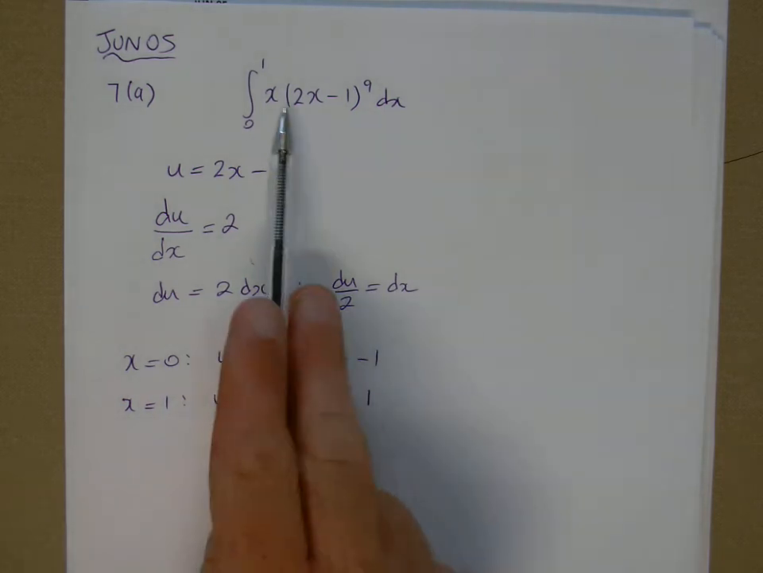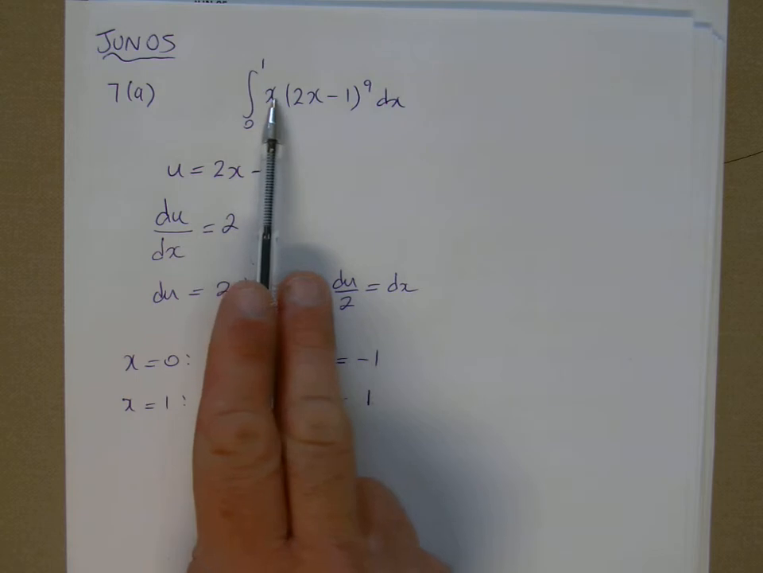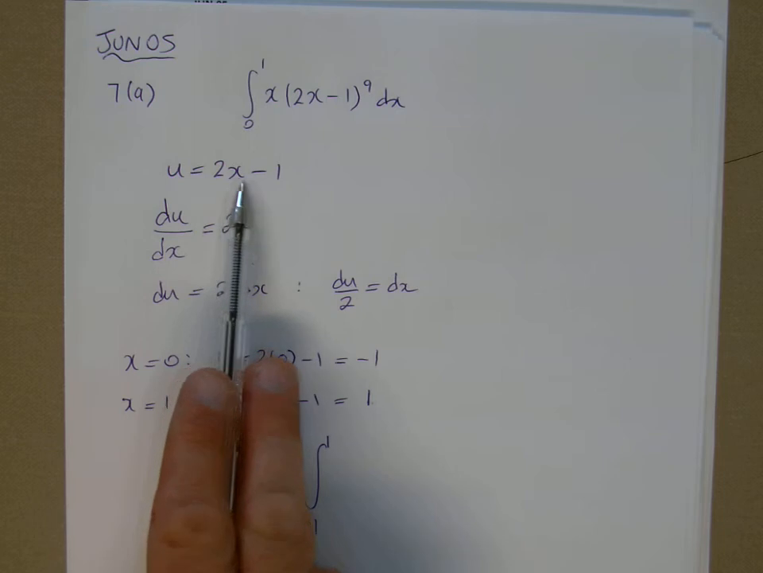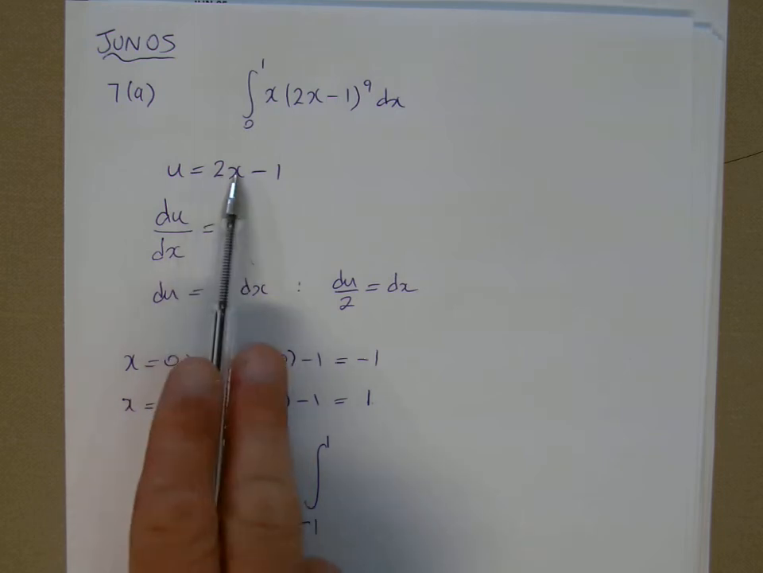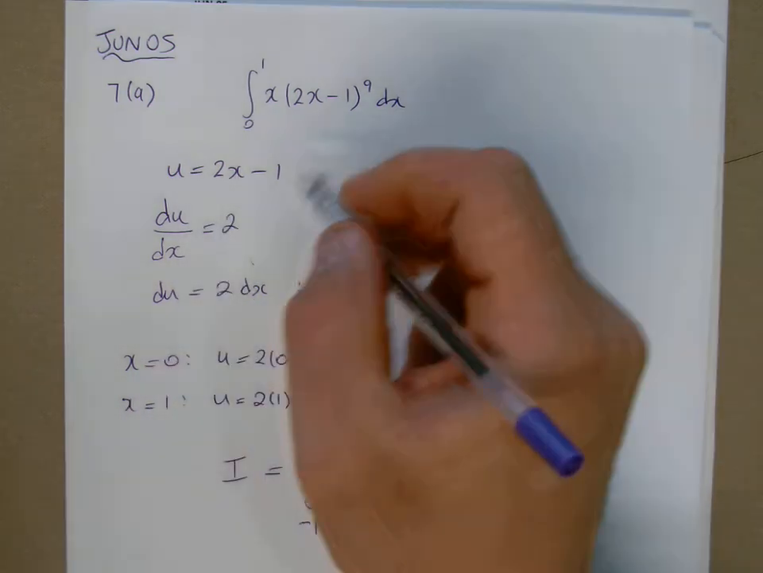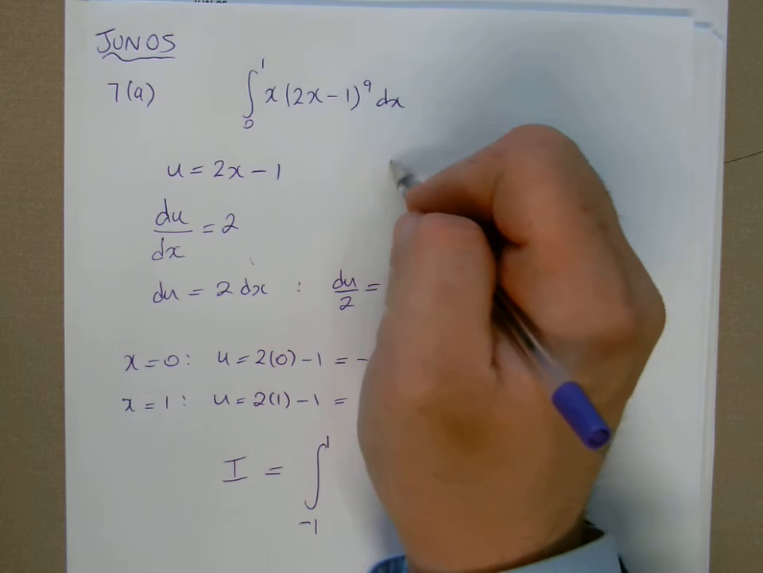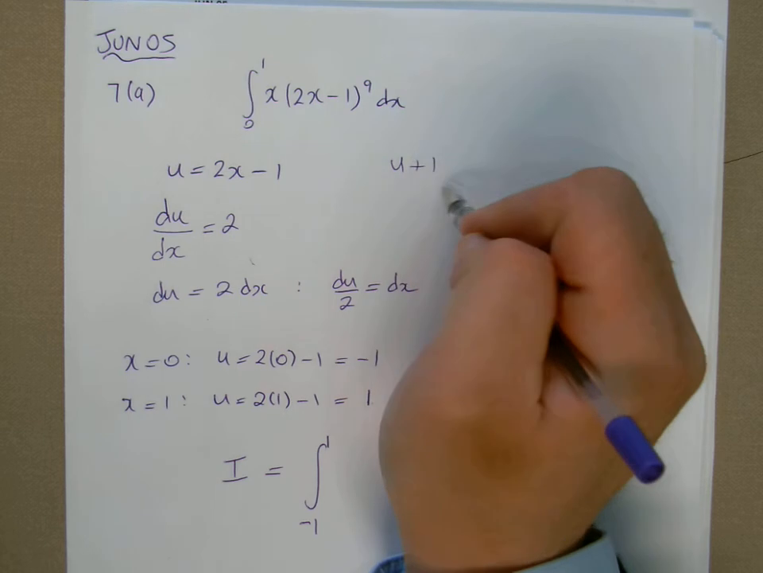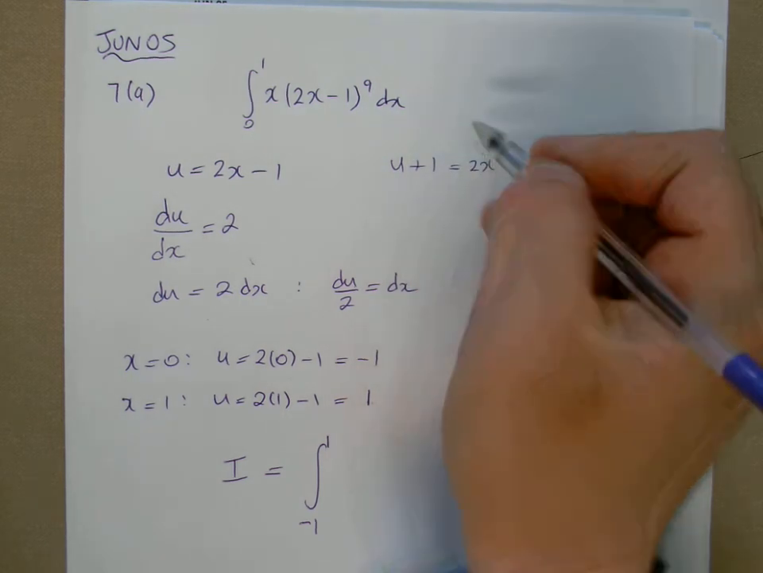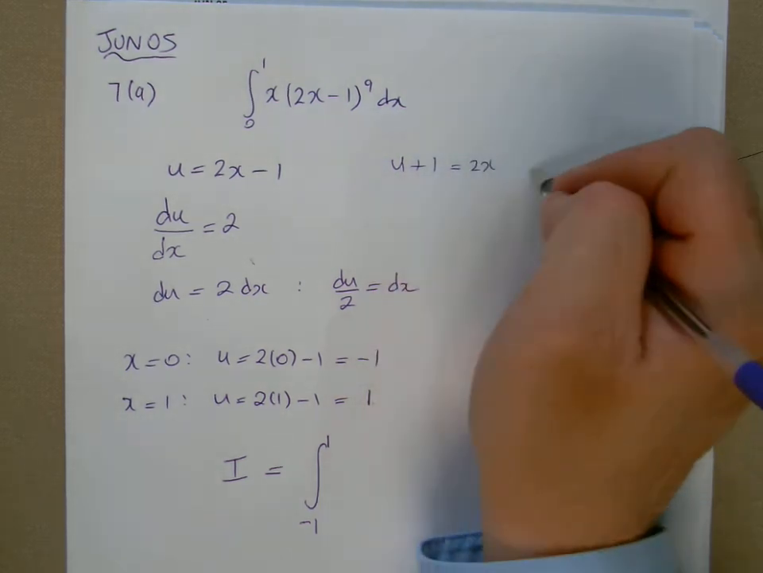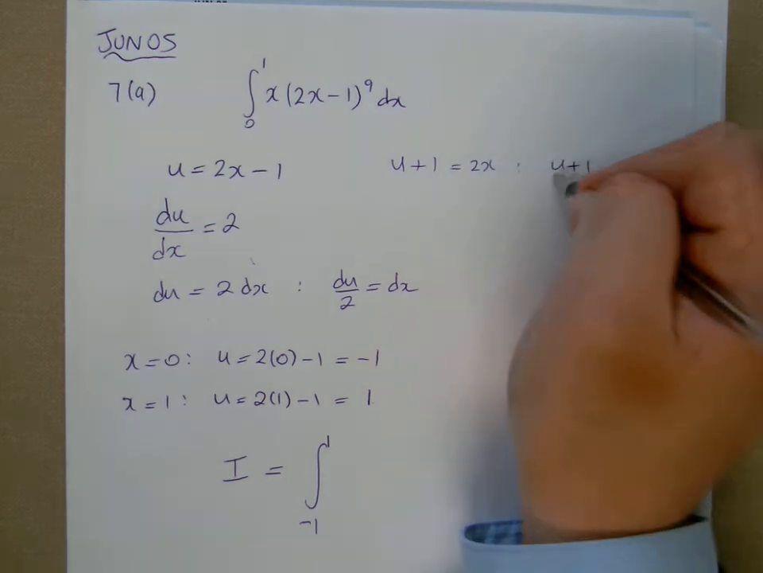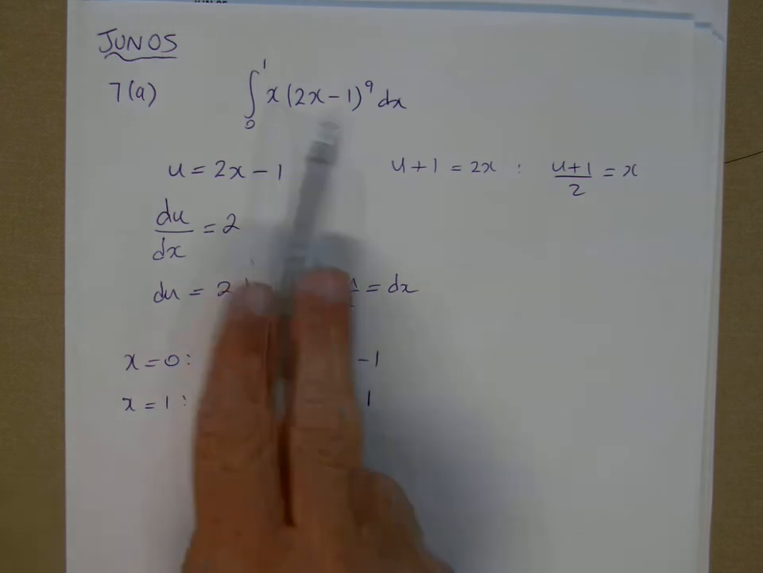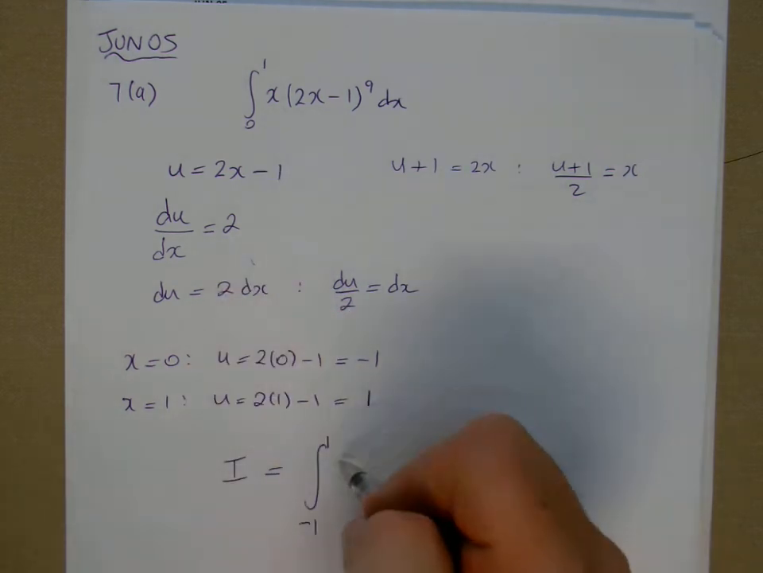Now let's think about what I've got here, x. Is it possible to substitute x? Well, it's in there, but it's not x equals. So perhaps what I need to do here is just rearrange this. If I take the minus 1 over the other side, it becomes u plus 1 equals 2x. And then of course, if I take the 2 over, I'll have u plus 1 divided by 2 equals x. So that's what x is. So I can replace x with u plus 1 over 2.